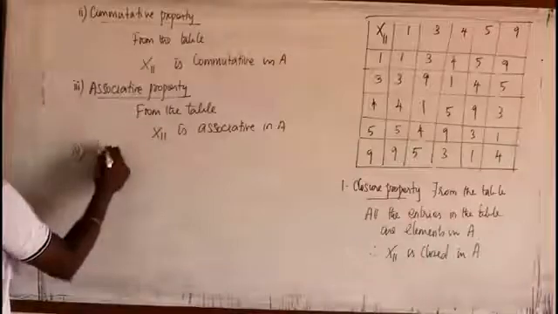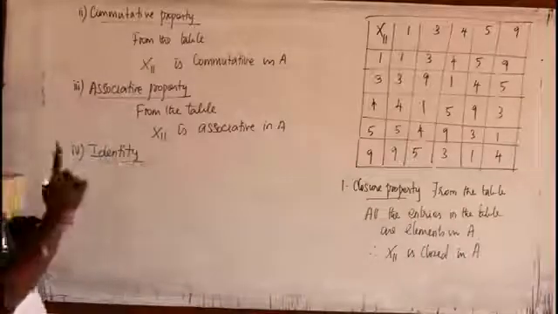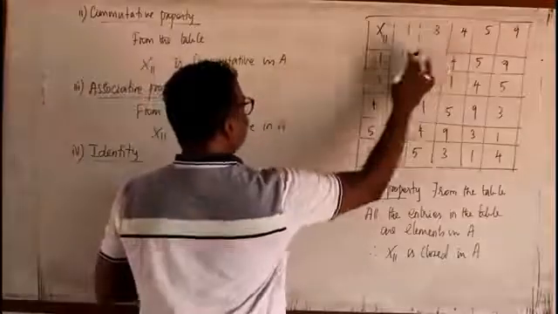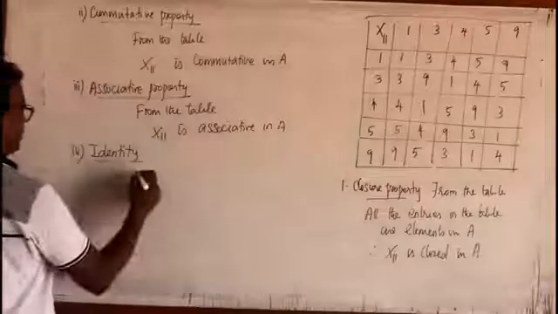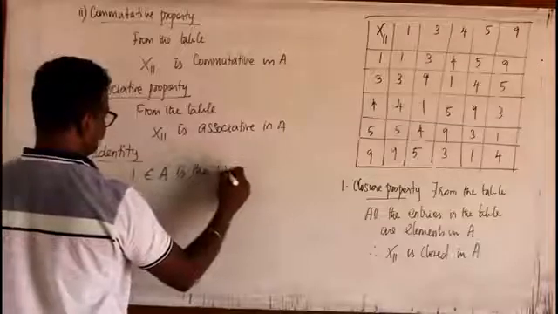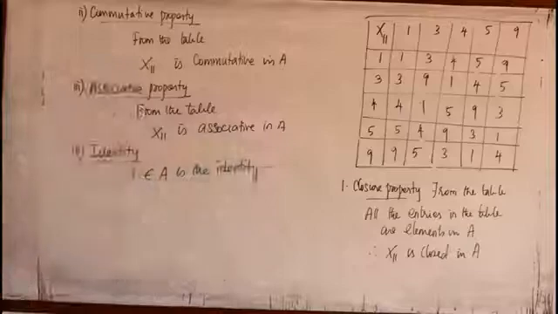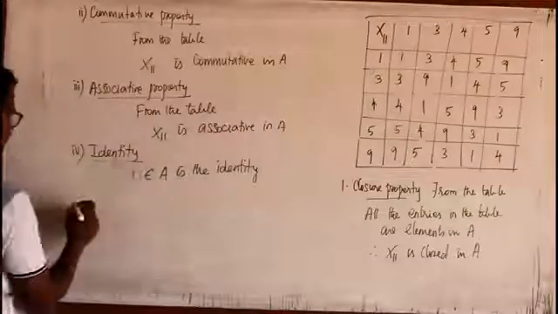Fourth one, identity. Remember, if it is multiplication, 1 is the identity. Is 1 there? See, 1 into 3, 3; 1 into 4, 4. 1 won't change anything in that multiplication. So 1 belongs to A, it is the identity. So it is understood always, if it is addition, 0 is the identity. If it is multiplication, 1 is the identity.